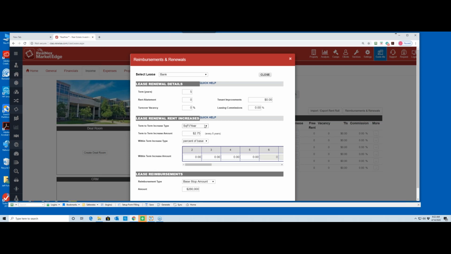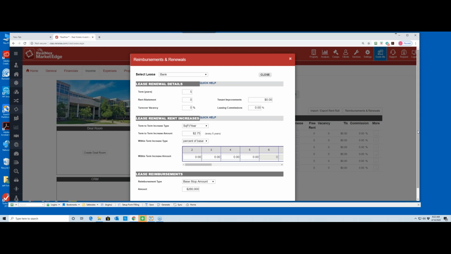Here it's based on per square foot per year, but I could look at a percentage of what the base rent was. So it's a percentage increase off of what I had before. And then I could also have the rent change during the lease term for those new leases. But in this case, I'm keeping it a flat rate until the end of the lease term.